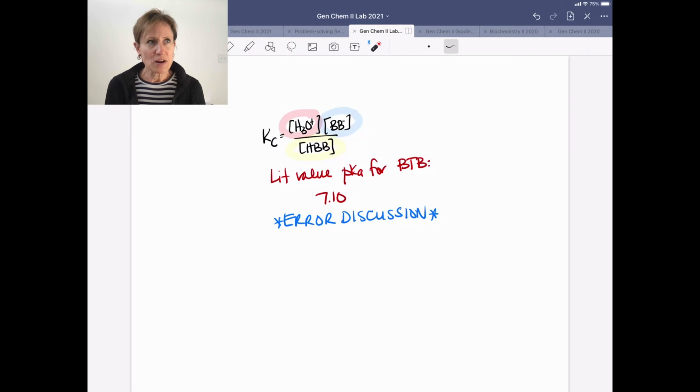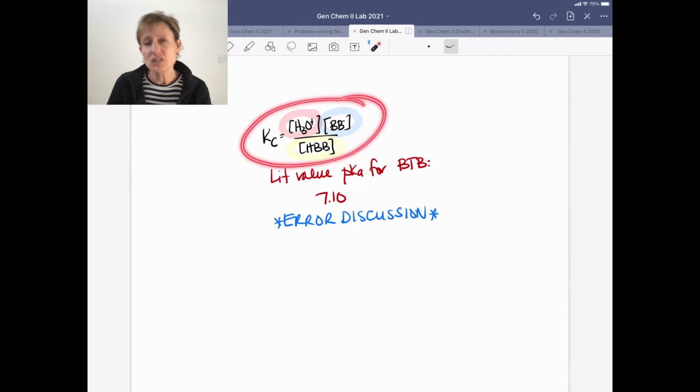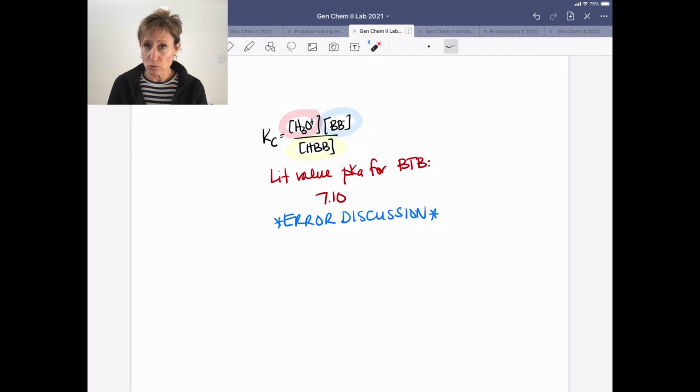Our source of error is not I grabbed the wrong solution or I measured or weighed something incorrectly. Those are not valid sources of error. I want you to think constructively about this. I want you to really think about all of the values that go into determining an equilibrium constant. And if your value is not 7.1, if it's too high or too low, based on what you know happened in your experiment, tell me at least one of these species that you can justify as being either too high or too low.